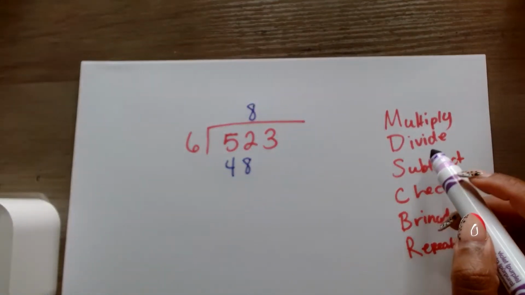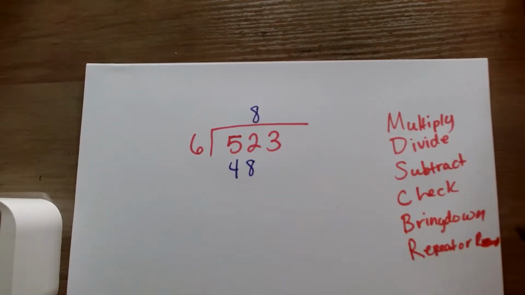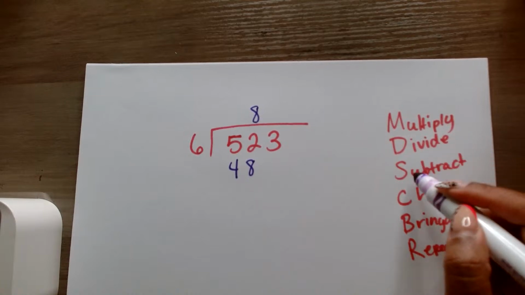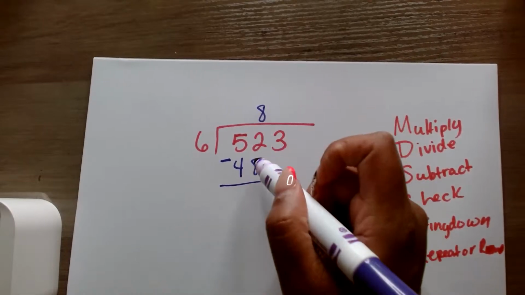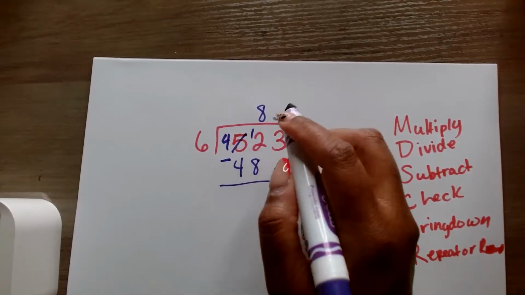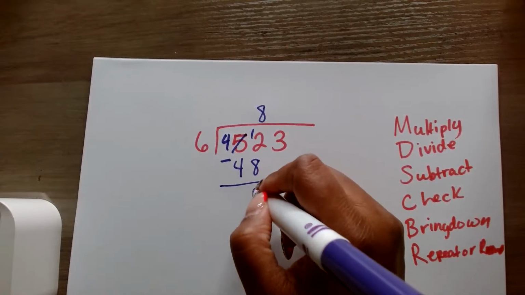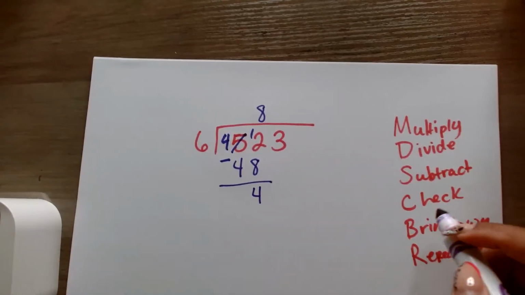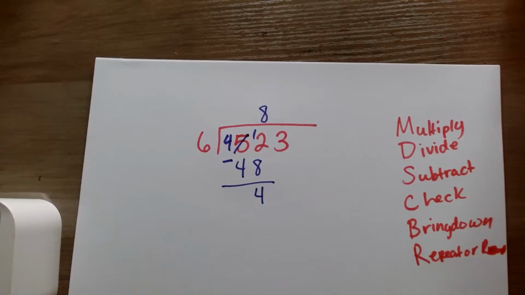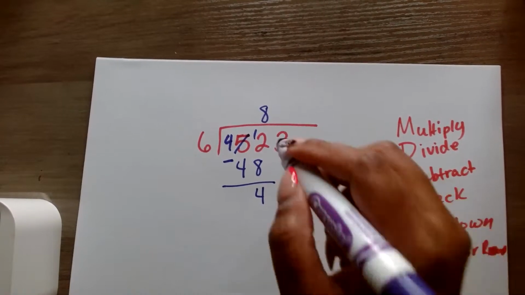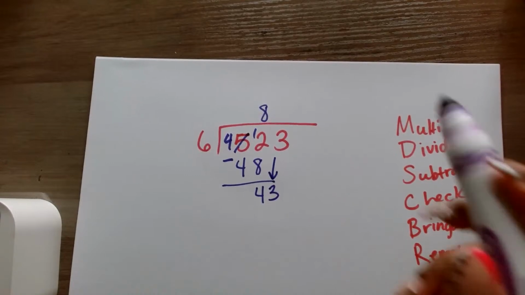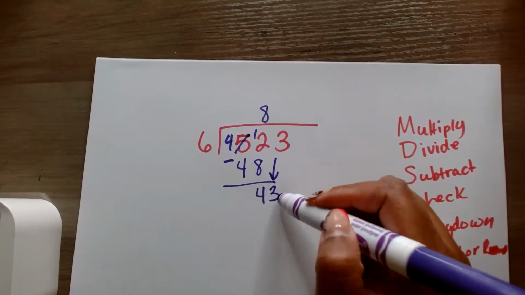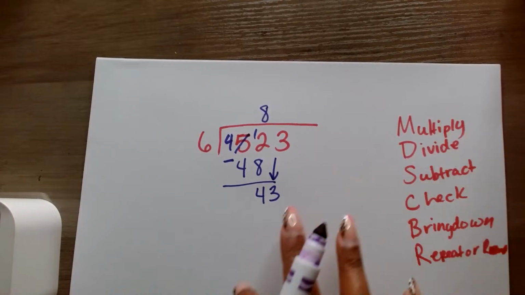And then we're going to subtract next. So we get 12 minus 8 is 4. And then we're going to check that we did all of that correct. We did. Now we're going to bring down. So we're going to bring down that 3. So we repeat. What times 6 gets us really close to 43 this time?